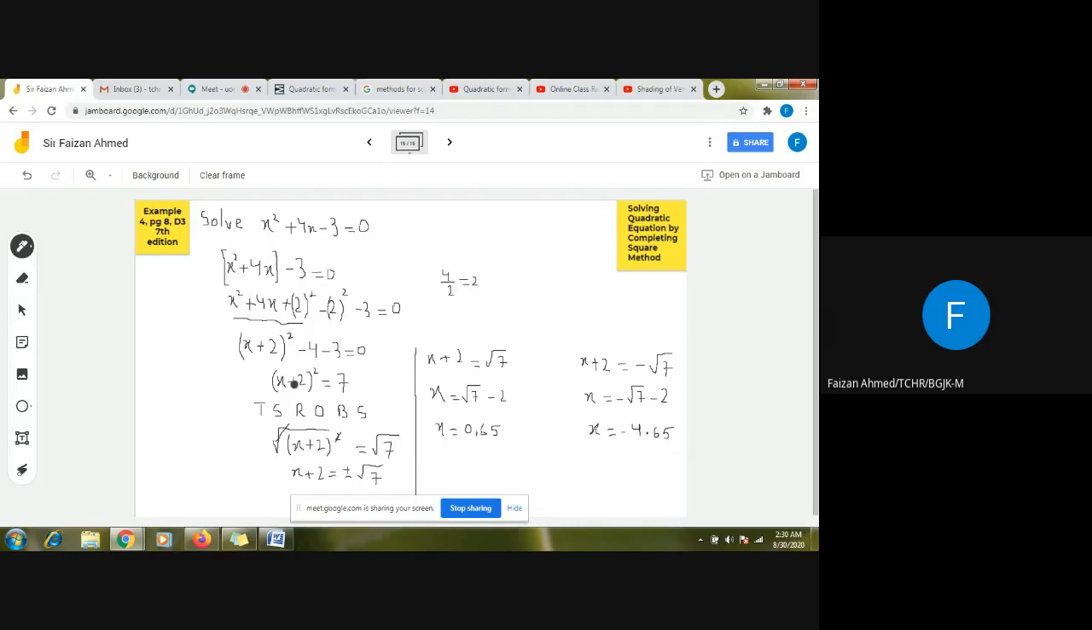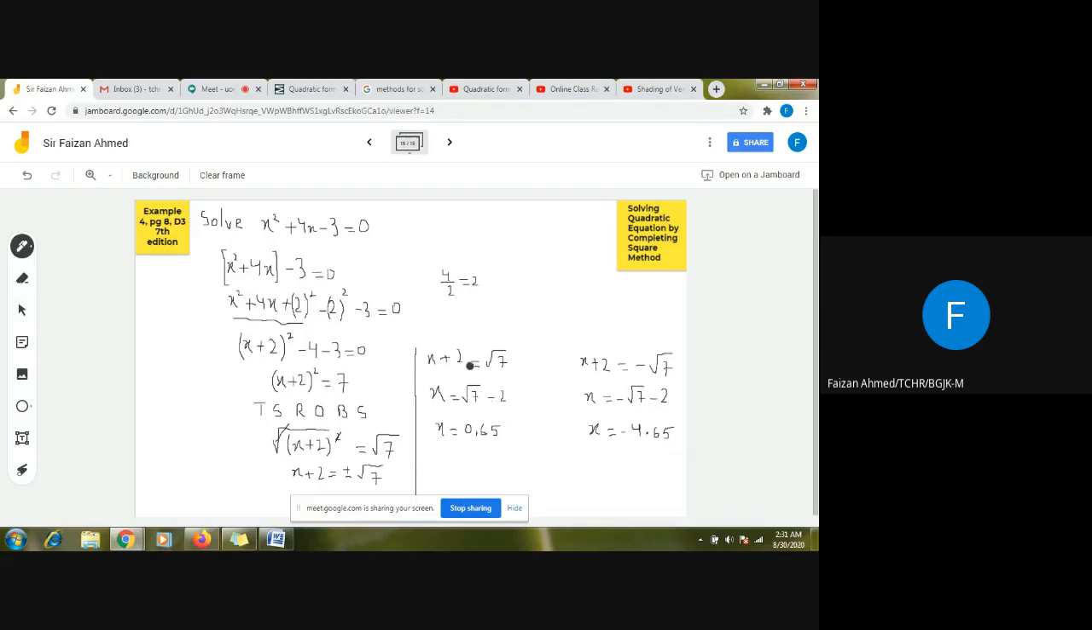Now I have converted my question into the required form where I can apply the square root method to get the value of x. So now I take the square root on both sides. This square is cancelled out by this root. This will be x plus 2 equals positive and negative root 7. We discussed that previously: whenever you take the square root of any number, you have to add a negative and a positive sign. Then I have two situations. First, I write x plus 2 with the positive root 7, and then I write x plus 2 with a negative root 7.